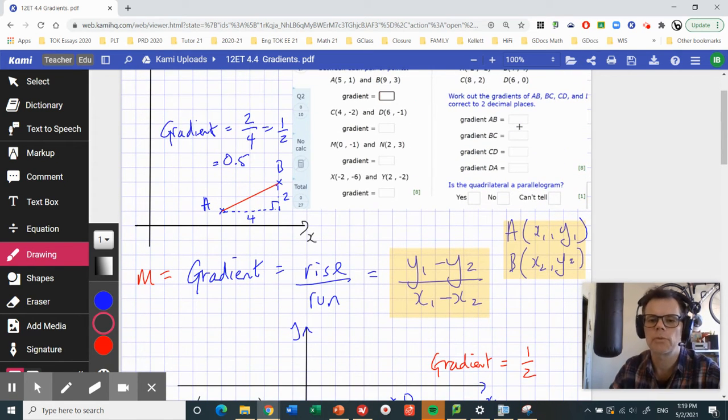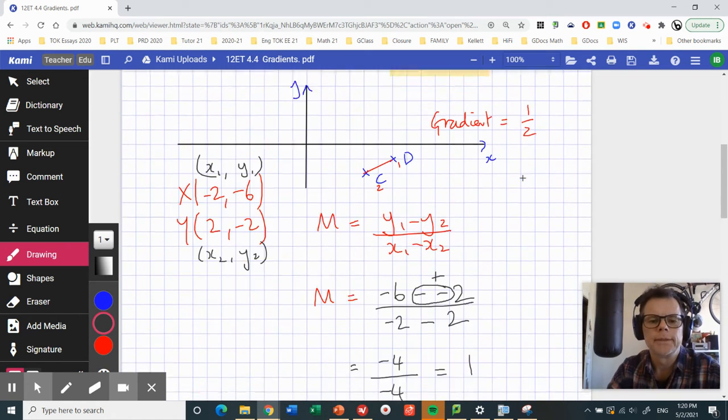So if in this question you get pairs of same gradients, same numerical gradients, then yes, it's a parallelogram. If you can't tell, or if you can tell but they're not pairs of parallel sides, and you can work out what shape it is, you can choose the option there. But you've got to do all this working to find the gradients and then decide what shape it is. So good luck with that one.